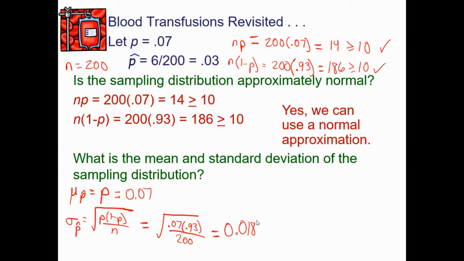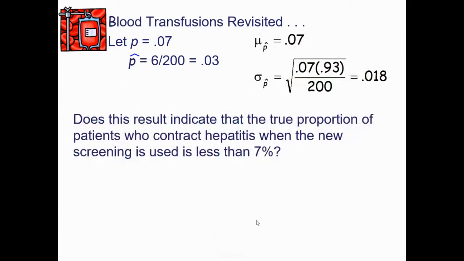Okay, anyways, back to this example. So we found our mean and our standard deviation. We still haven't answered the question though. We have to say if this result indicates basically a better treatment. And what we're wanting to find is the probability that p hat is less than 0.03.